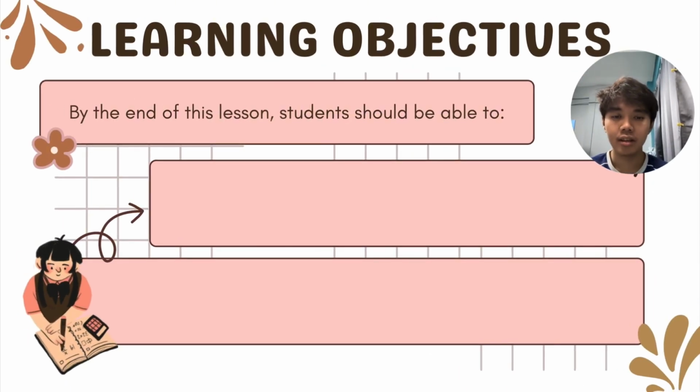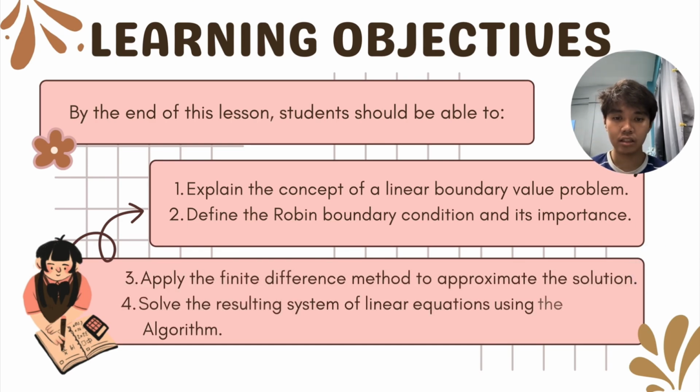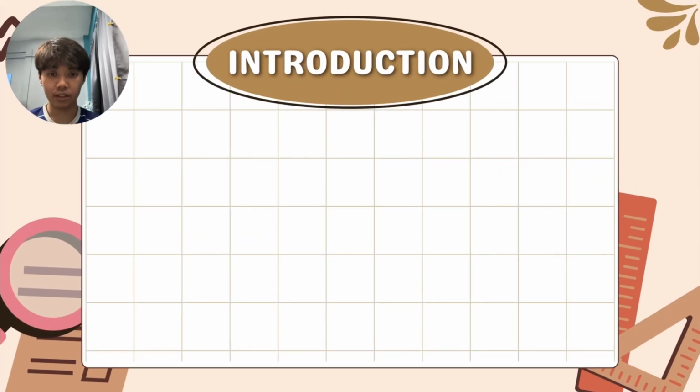Good day everyone. Before we begin, let us look at the learning objectives of this presentation. By the end of this presentation, students should be able to explain the concept of a linear boundary value problem and understand the meaning of Robin boundary conditions. Next, students will learn how the finite difference method is applied to approximate the solution of a differential equation. Finally, students should be able to understand how the resulting system of linear equations can be solved using the Thomas algorithm. So now we move into our introduction.